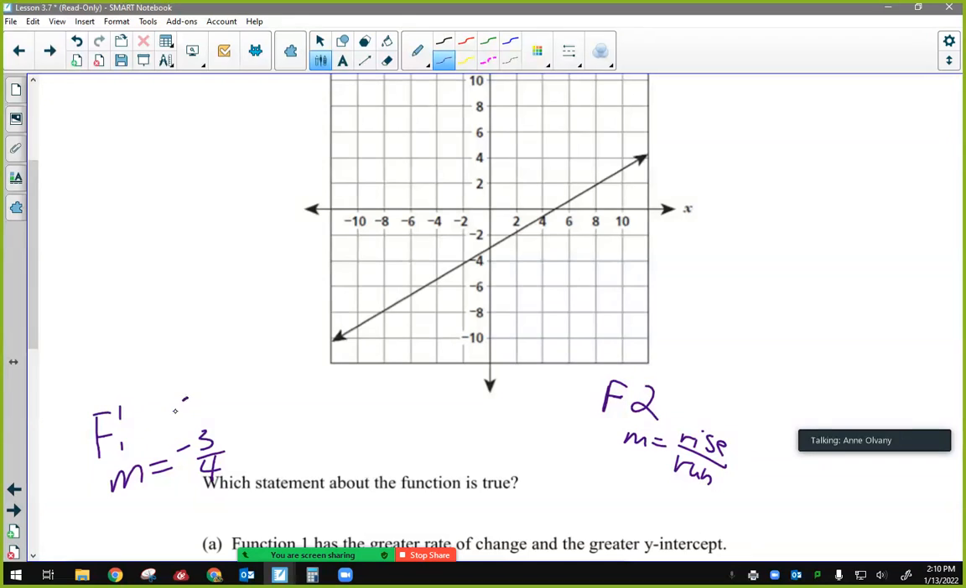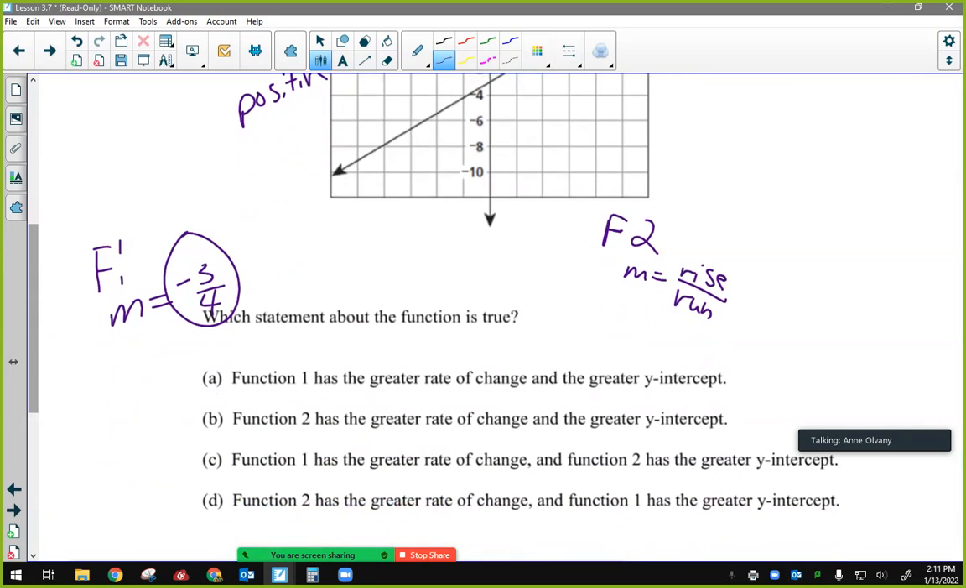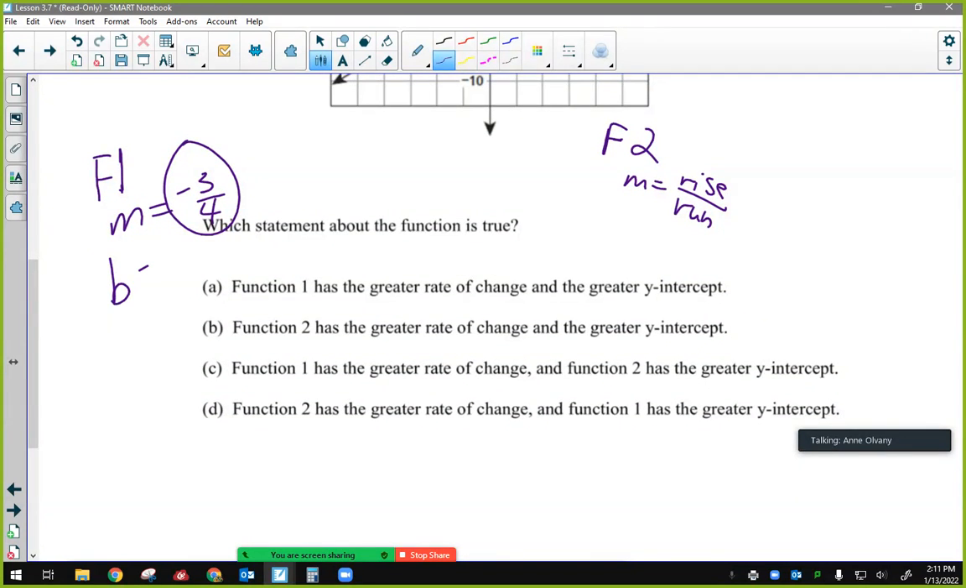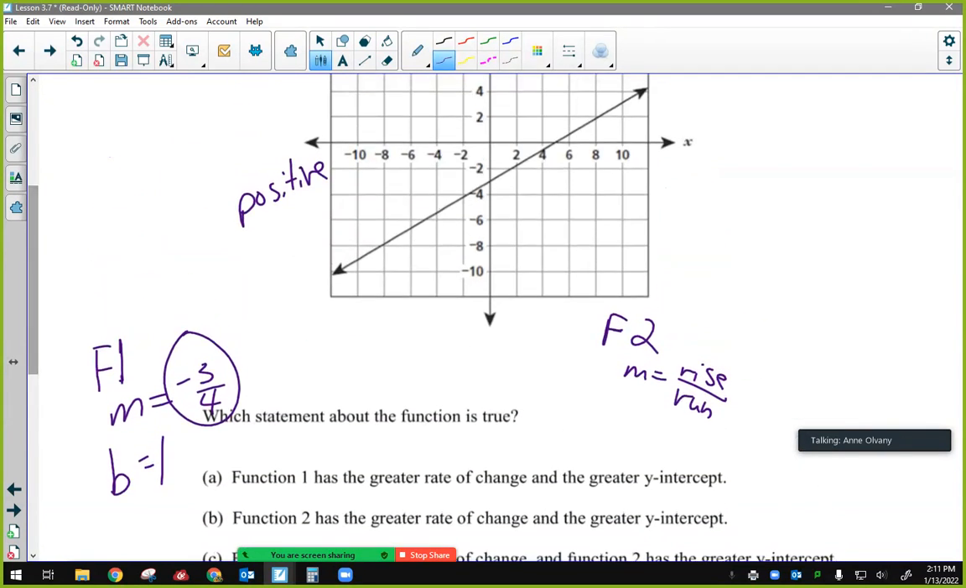Look at this. And look at this. It's positive. Yes, this is a positive slope. So even if we don't know it, let's see if we can answer the question. Function 1 has a greater rate of change. No, function 1 has the greater rate of change and the greater y-intercept. Does it have a greater rate of change? We don't know, that doesn't help us. All right, well, let's do y-intercept. Y-intercept for this one's 1. And y-intercept for this one, I don't know, -3?